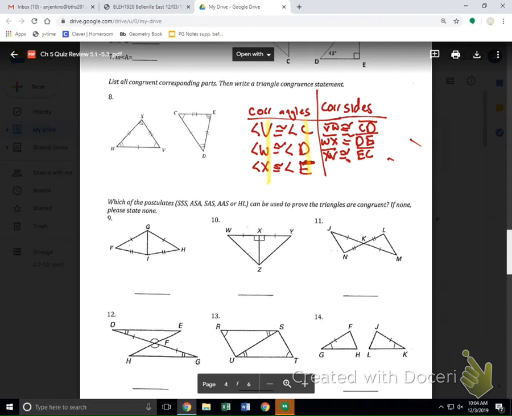So to write that congruent statement, when we do this, we read down the lines. So we have triangle VWX is congruent to triangle CDE because we read directly down that line. So here we have two congruent sides. What else do we know?